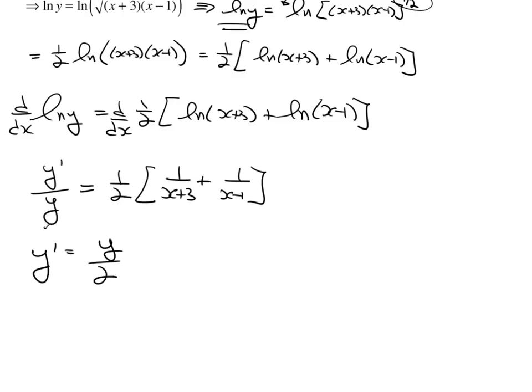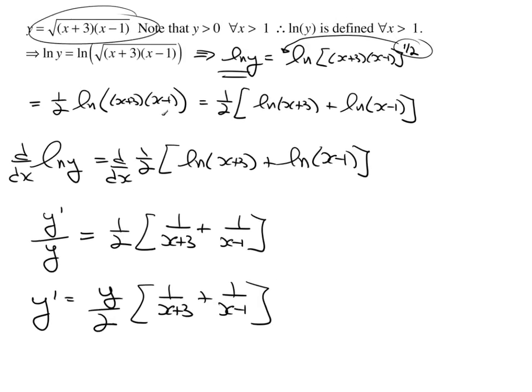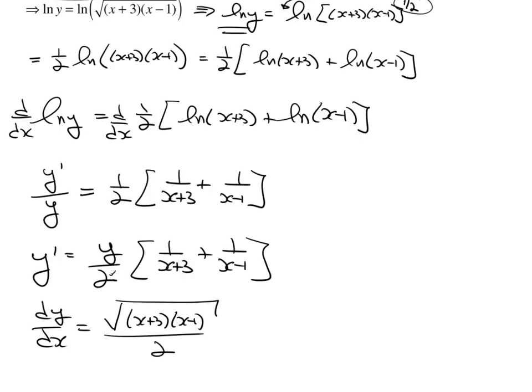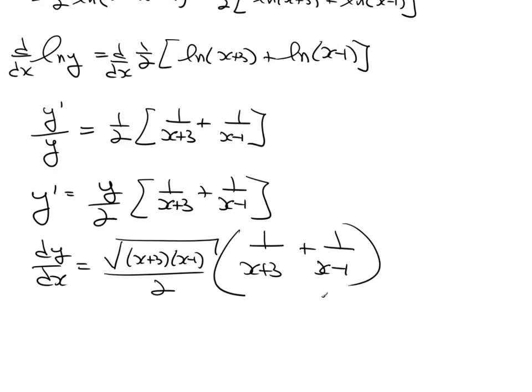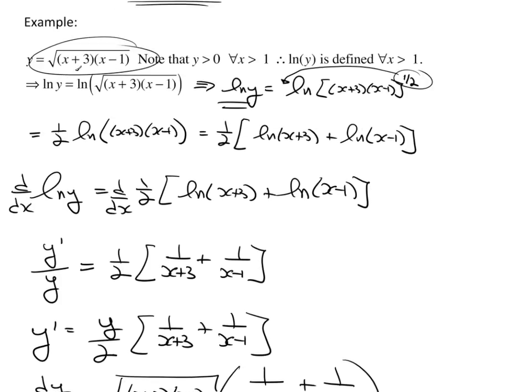So y over 2, multiplying both sides by y, times 1 over x plus 3 plus 1 over x minus 1. But y is our original function. So y prime, which is dy/dx, equals our original function, the square root of x plus 3 times x minus 1, over 2, there's my 2 right there, times 1 over x plus 3 plus 1 over x minus 1. So there's the derivative of my original function, the derivative of the square root of x plus 3 times x minus 1.